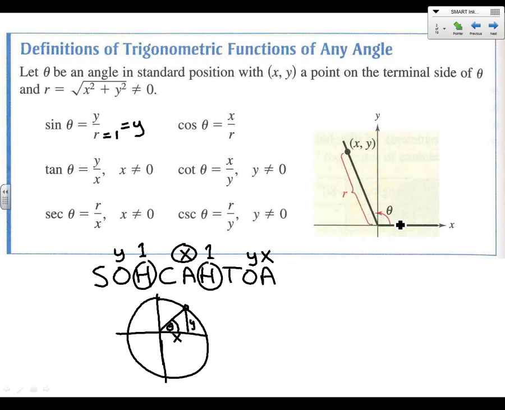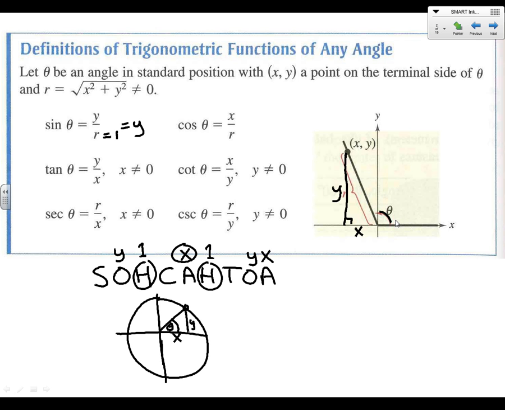So if we look over here, we're in quadrant 2. Here's our angle. If we made a new triangle going straight down, make a right angle, the x is going to be the adjacent side, and the y is going to be the opposite side for that angle. It's the triangle that it makes.